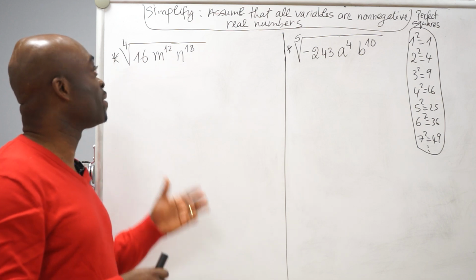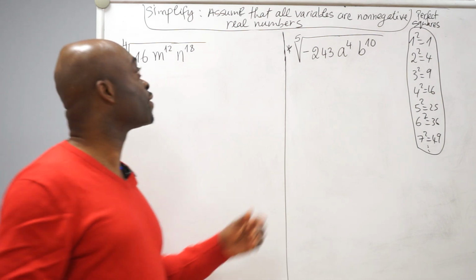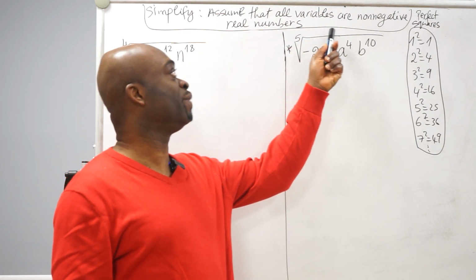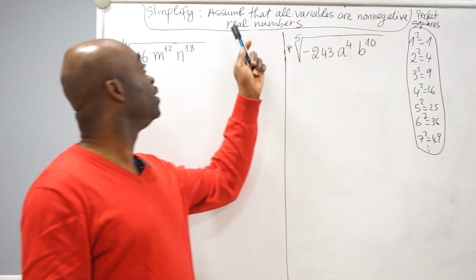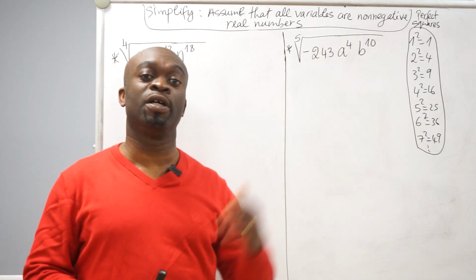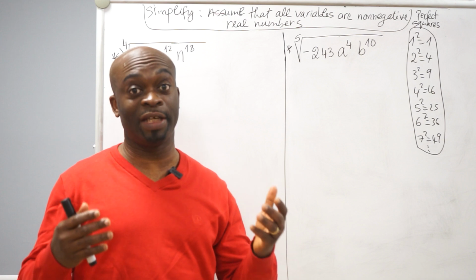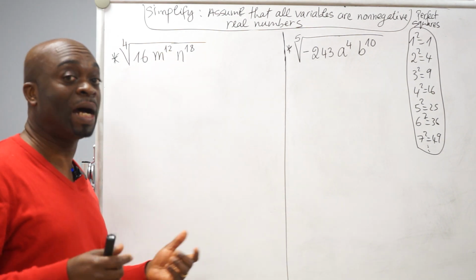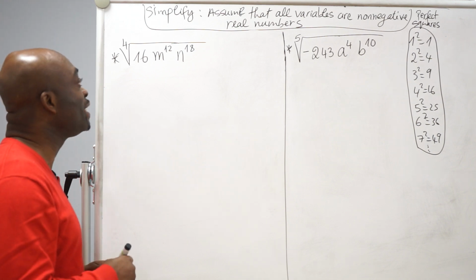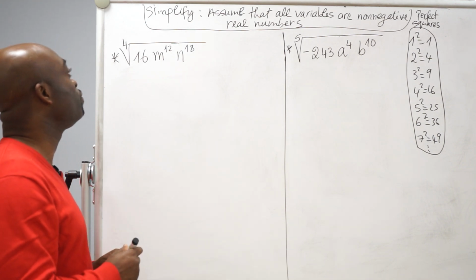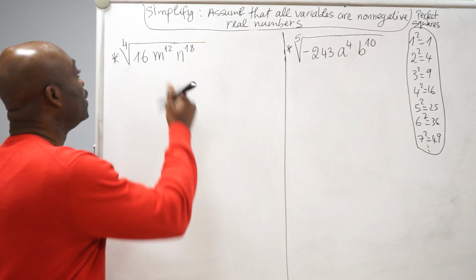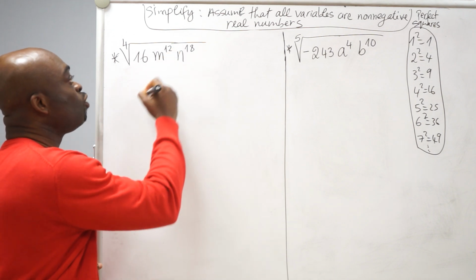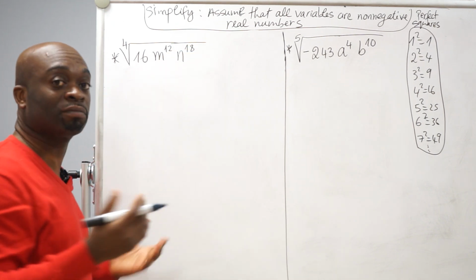Guys, we're talking about simplifying radicals. We say assume that all variables are non-negative real numbers, because sometimes real numbers can also be negative, and then we deal with them differently than if they are positive, right? In this case, we have the fourth root of 16 m to the power 12 times n to the power 18, okay?